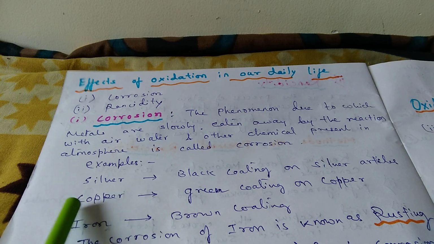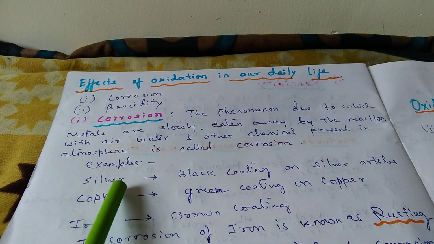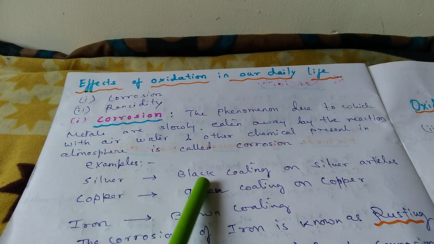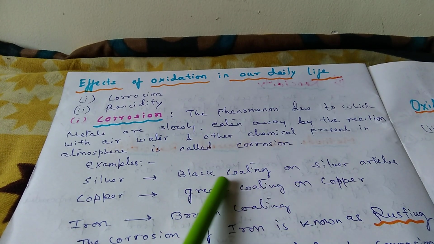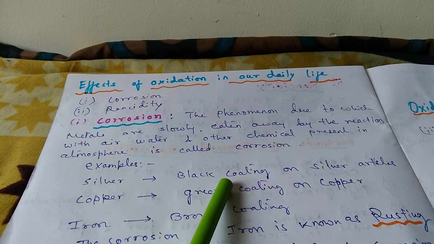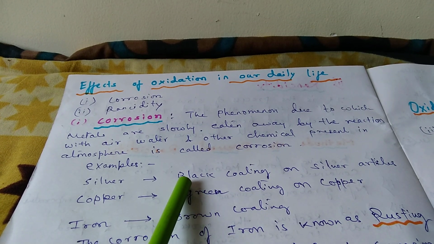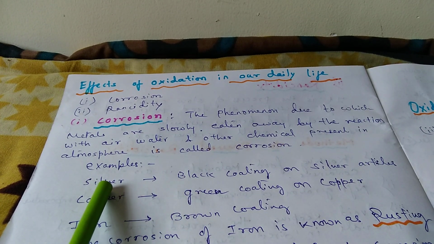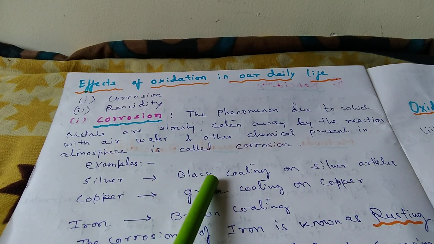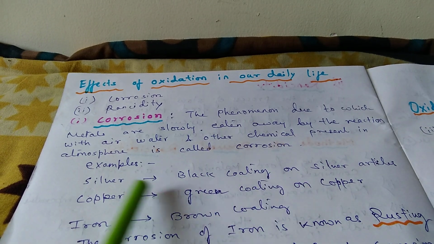See some examples here. For silver, when we keep silver for some days in contact with air, a black coating forms on silver articles. What is this black coating? This is actually silver oxide. On exposure to air, silver reacts with air to form silver oxide. This black coating on silver articles is the silver oxide.